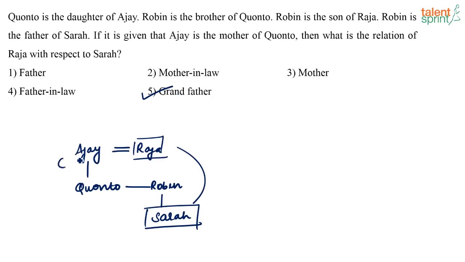Even if you are putting down the gender, you know Ajay is a female. It is given Ajay is the mother of Quanto. So Ajay is a female means this has to be the male person. Then it is given Robin is the father of Sarah. So again male, and Quanto is the daughter of Ajay, female. And what about Sarah? Nothing is given about Sarah, that's fine. So this is the relation. Option 5 is the answer.